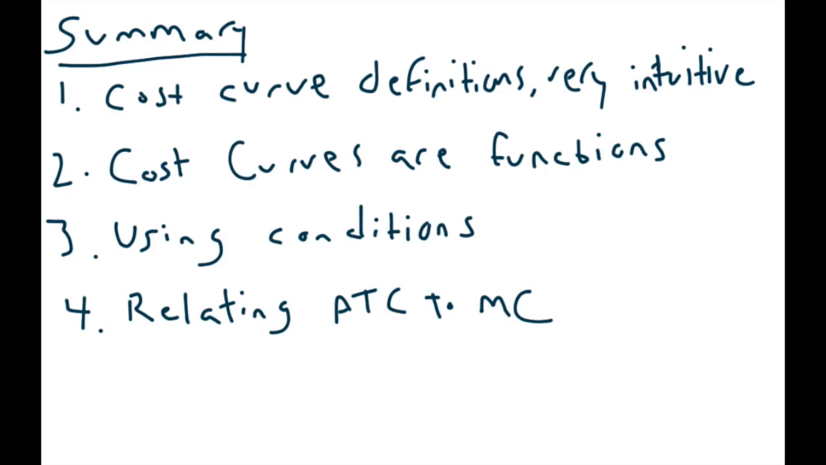And then finally, there's an important relationship between ATC and MC, and the same relationship between ABC and MC, and that's that ATC is minimized where it intersects MC. If MC is above ATC, then ATC should be increasing. If MC is below ATC, then the marginal costs are low, they're pulling the average down, so you should see ATC decreasing.